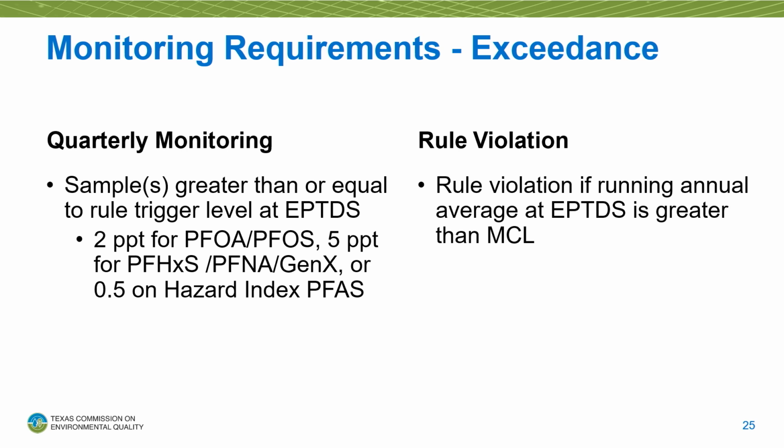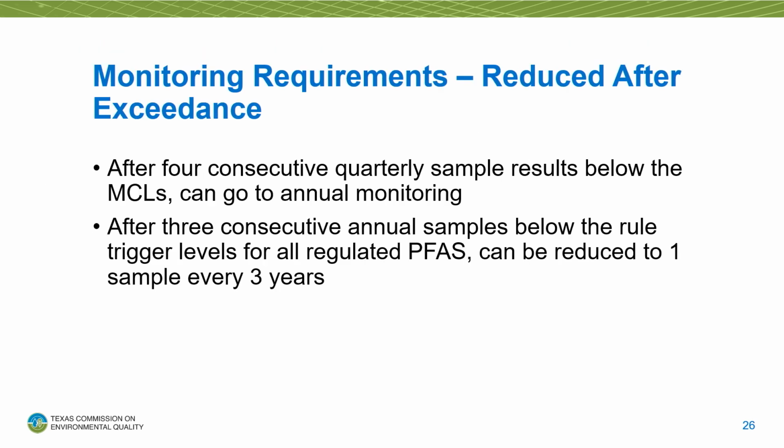And then when the MCL regulation begins, which I'll talk about in a little bit, a violation could be given if the running annual average at each entry point is greater than the MCL. So once MCL regulation is started, which would be in 2029, if the running average is greater than the MCL, then you would be subject to an MCL violation.